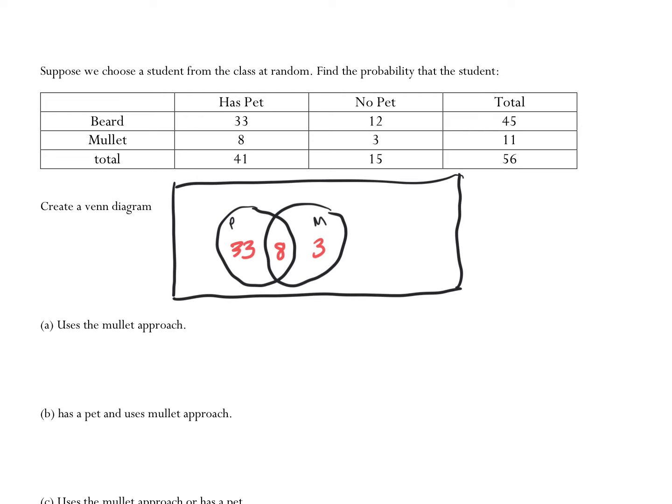Okay, and then hold on, we're missing something. Nope. We haven't accounted for everybody here. I know that because my total is 56, and those numbers don't add to 56. Who haven't we included yet? No pet and no mullet. Those 12 people go on the outside.